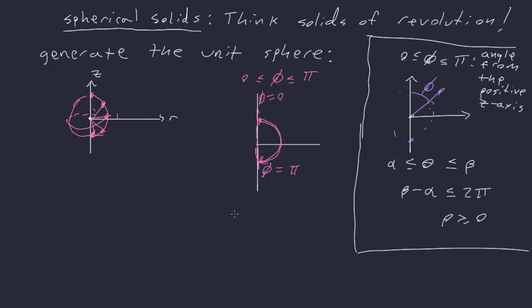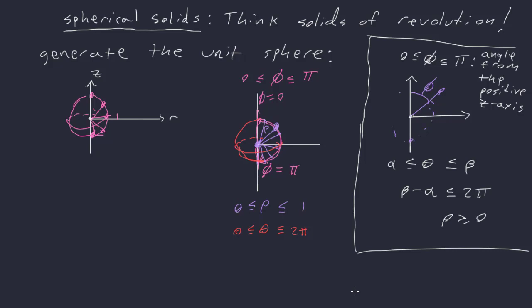Then we want rho to be between 0 and 1. So here's rho 0 out to rho equals 1. We want to map it down. And if we want the full unit sphere, then we're going to let theta give us the full rotation, 0 to 2 pi. So that rotates this around all the way, and then we get the unit sphere.